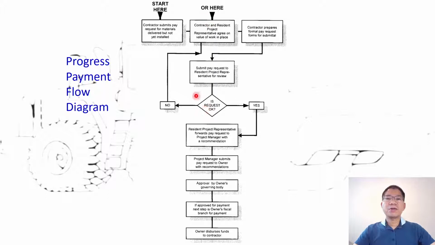And then if the request is okay. If it's not okay, then it goes back to review and agree on what the actual work completed so far is. If it is yes, then it goes to the resident project representative, forwarded to the project manager or the project director, and the process goes up to the owner's engineer, and then the owner certifies, and finally the owner will disburse funds to the contractor, and that is the partial payment or progress payment.